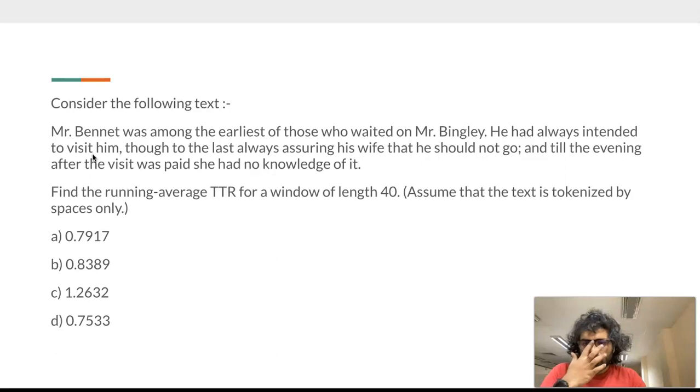Now, do you know what TTR, token type ratio, is? Do you have any idea what it is? Have you read this? Otherwise I can give a refresher, and then you can proceed.